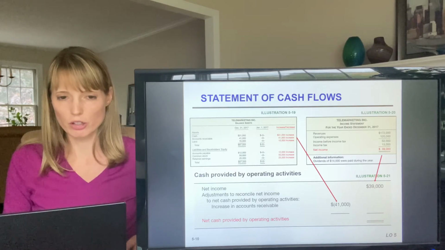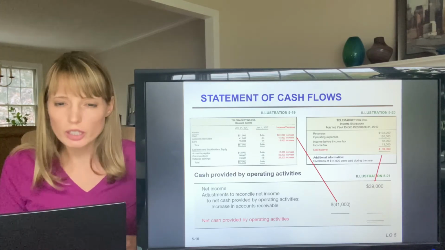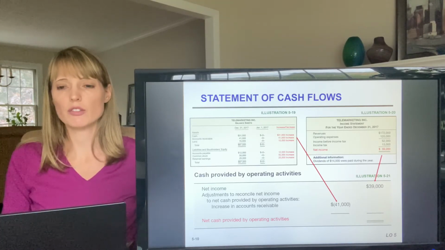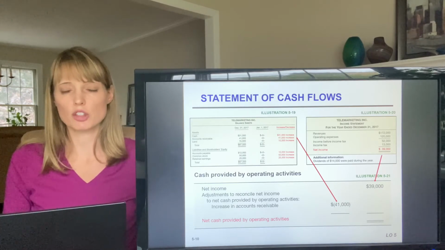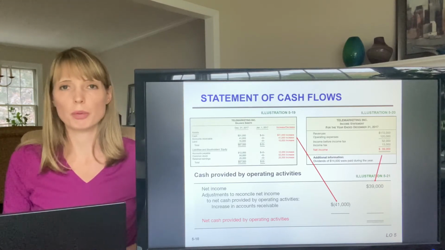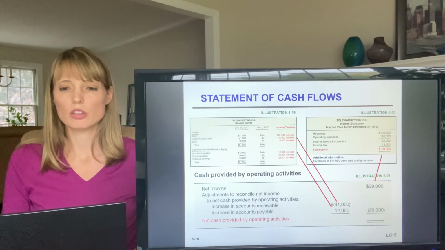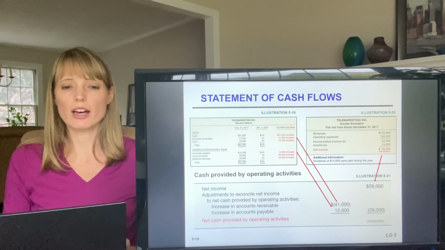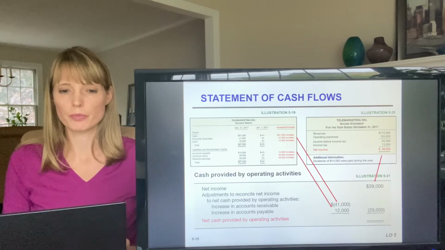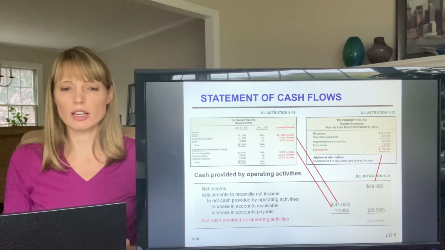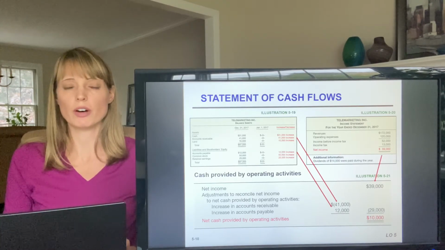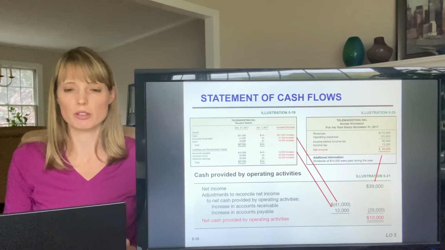What else happened with our current assets and current liabilities? Well, accounts payable had a $12,000 increase. So what does that mean to us? If accounts payable increased, that means that expenses were incurred that the cash payment has not yet been made. So that expense reduced our net income, but will not affect our cash from operating activities. So we're going to add back that increase in accounts payable. We put together the income of 39 and the net increase in payables and receivables, and we get net cash provided by operating activities of $10,000.